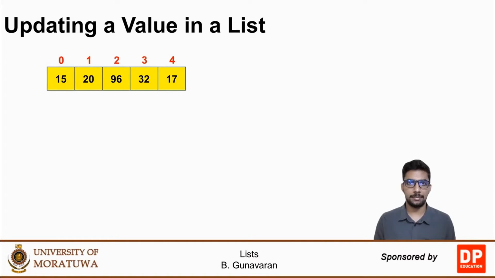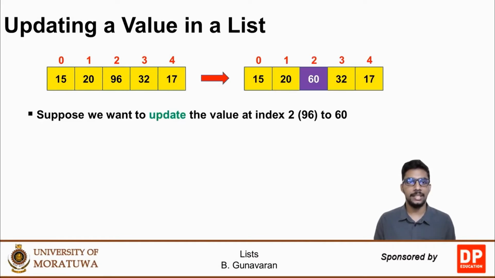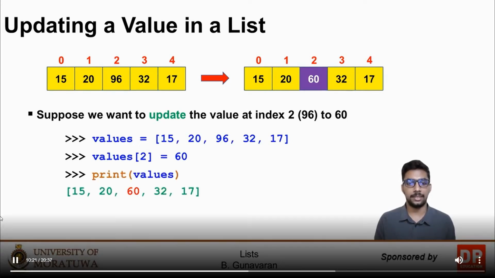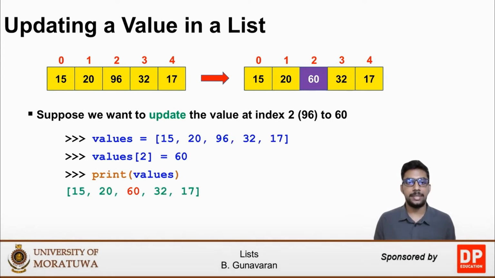The next operation is updating the value at a specific index. Let's say we want to update the value at index 2, which is 96 in this example, to 60 as shown in the diagram. The first step, as always, is to create the list. Now, to update the value at index 2, we use the statement values[2] is equal to 60. What it implies is, update the value at index 2 of the values list to 60. To check the modification, let's print the list. We can see that the value now at index 2 is 60 and not 96.